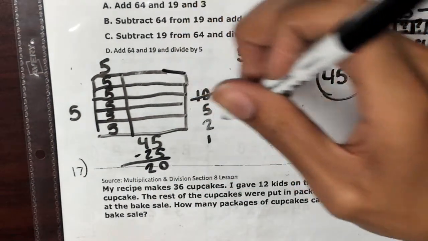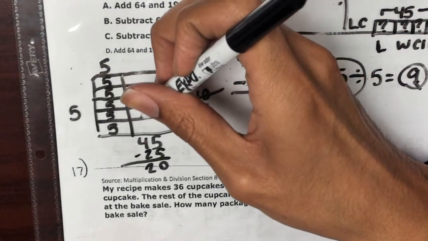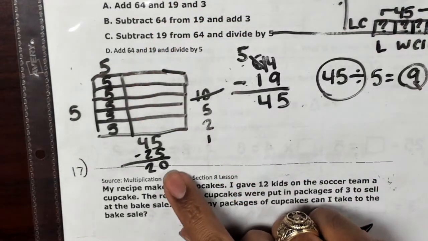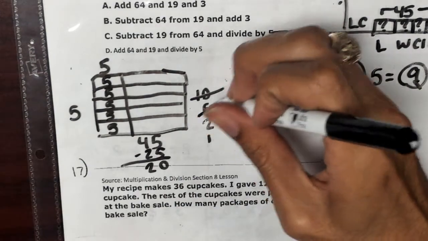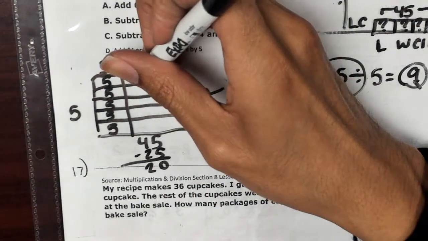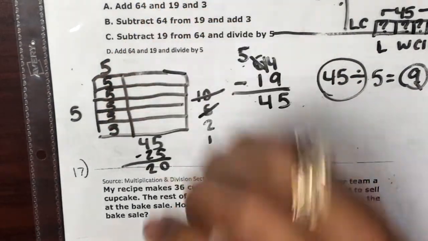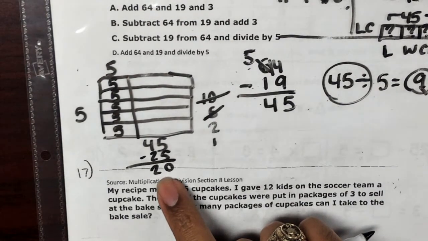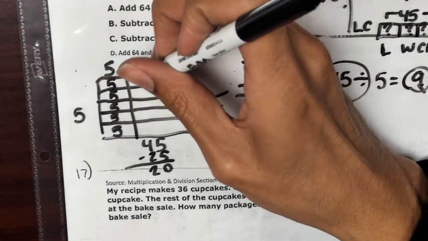Let's see if I can keep sharing by 5. 5, 10, 15, 20, 25. I can't. My number is smaller than that. Maybe I can share by 2. 2, 4, 6, 8, 10. Can I share by 10? Yes, because I have a number that's bigger than 10. So let me share by 2.